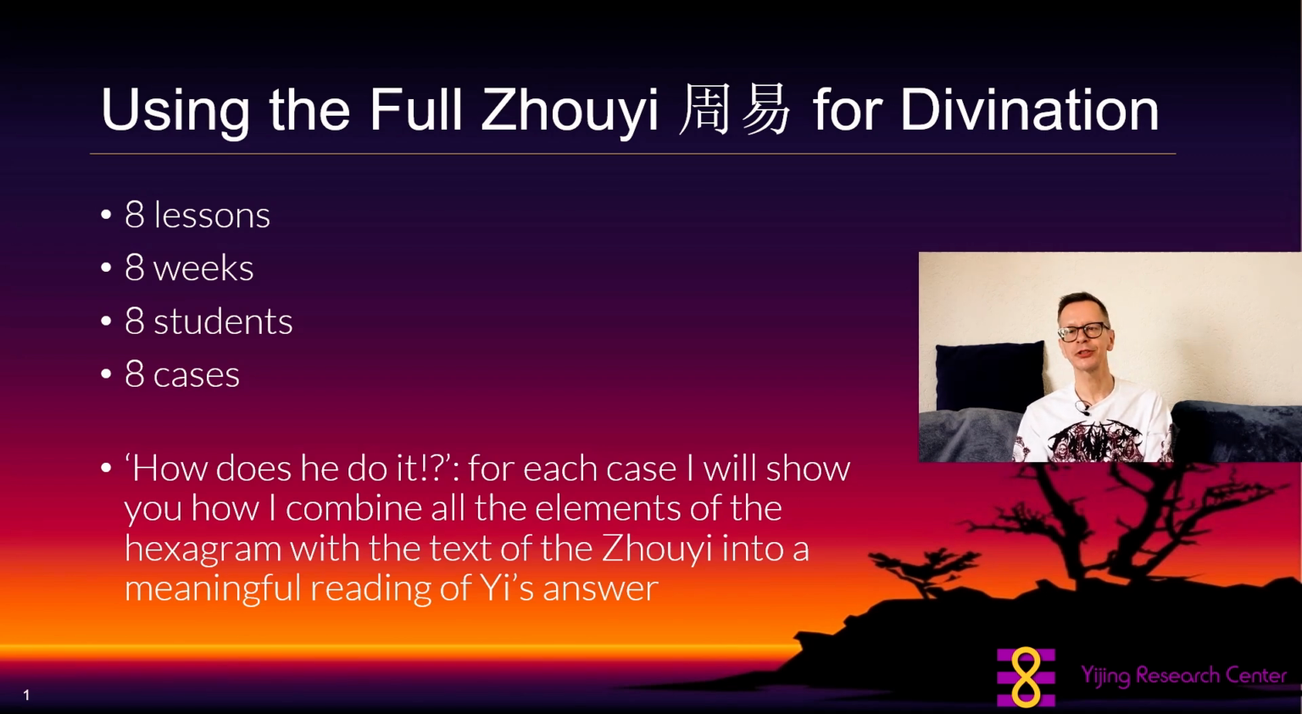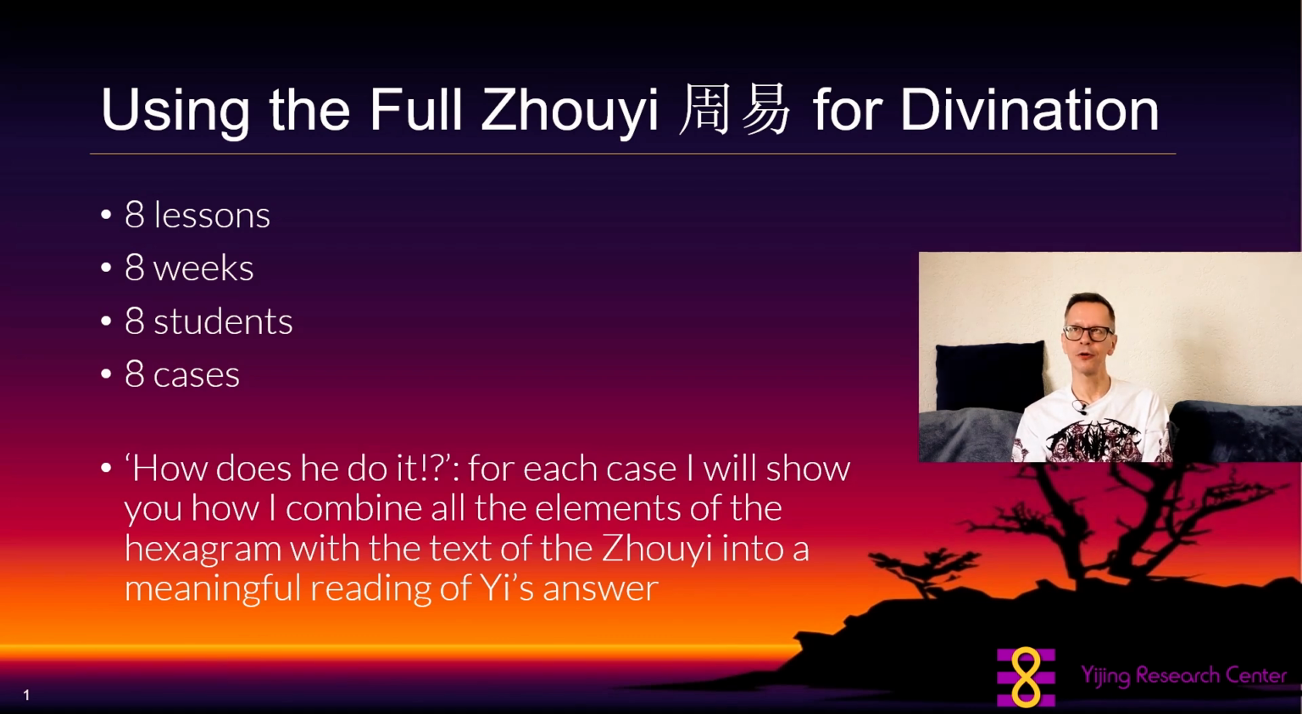So 8 lessons, 8 weeks, 8 students, 8 cases. Why 8, you might ask? Well, for someone who is really interested in trigrams, I think that number is quite obvious. It's also because it's about more or less 2 months, which I think for a course is doable for me and for my students. So 8 lessons, 8 weeks, and 8 students and 8 cases. And for each lesson, there's 1 week, and for each lesson we will focus on 1 case of a student.